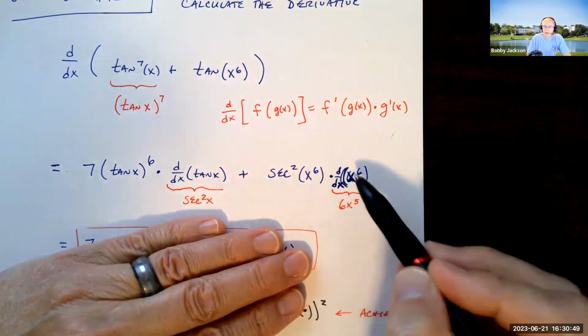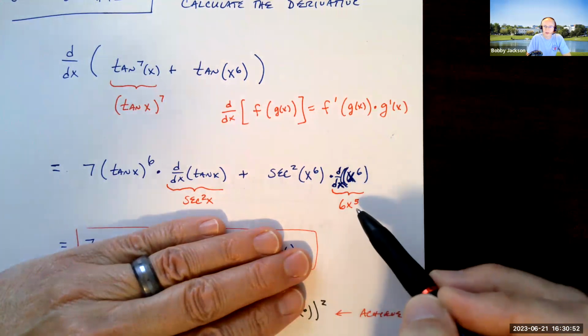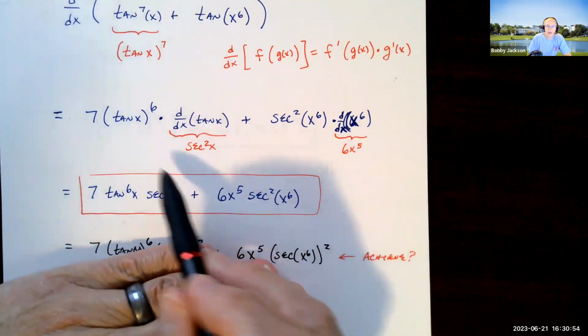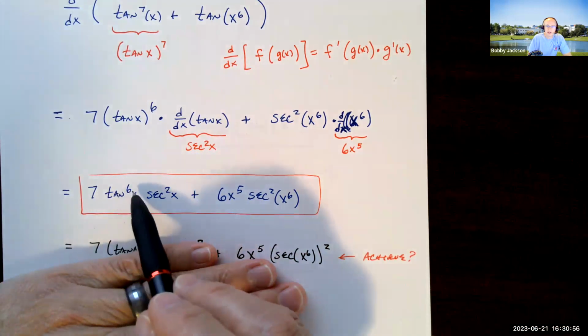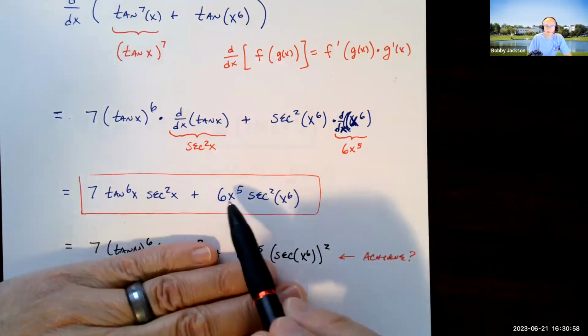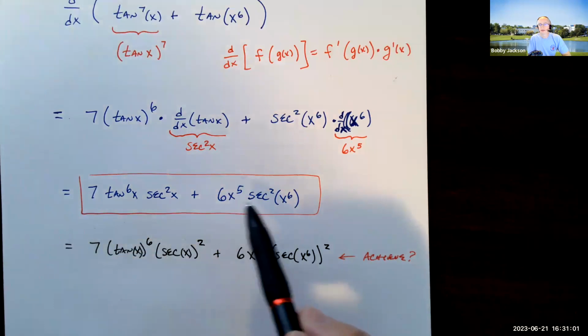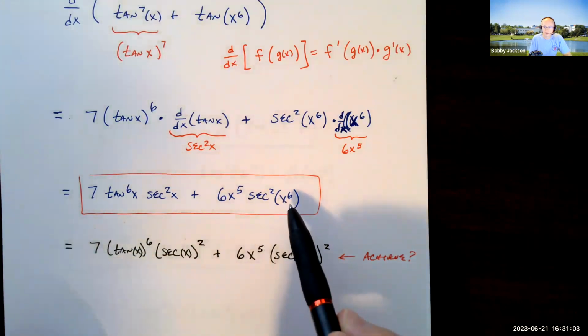And what's the derivative of x to the sixth? That's easy, power rule, 6x to the fifth. So just cleaning this up a little bit then, I've got 7 tangent to the sixth x secant squared x plus 6x to the fifth secant squared x to the sixth.